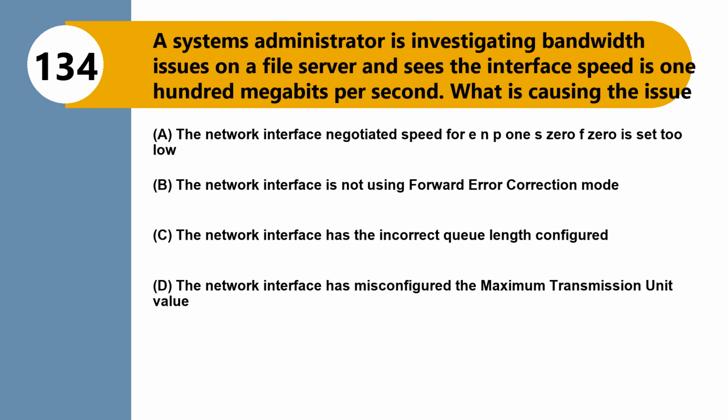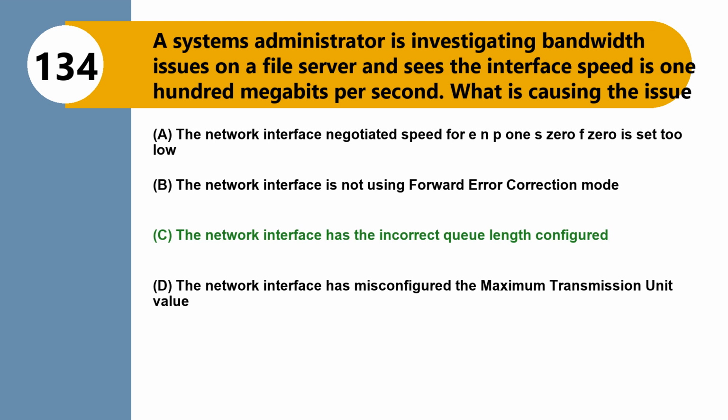Question 134. A systems administrator is investigating bandwidth issues on a file server and sees the interface speed is 100 megabits per second. What is causing the issue? Option A. The network interface negotiated speed for ENP1S0F0 is set too low. Option B. The network interface is not using forward error correction mode. Option C. The network interface has the incorrect queue length configured. Option D. The network interface has misconfigured the maximum transmission unit value.